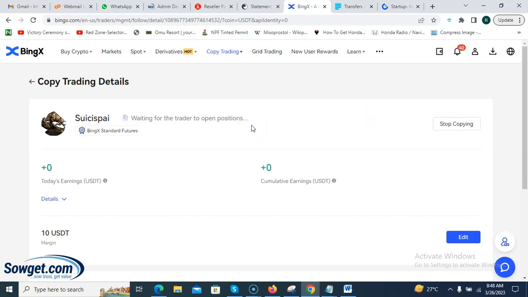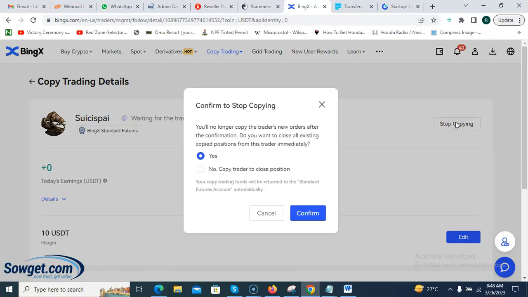Now guys, if you don't want to copy this particular trader, or you've seen another trader that you want to copy, probably you are more excited by the performance of that trader, and you want to stop copying this trader, you simply come here and click on stop copying. All right, so now you can see the system says confirm to stop copying. The system will ask you, do you want to close the entire ongoing position? So if the trader has already opened some positions for you and you also want to close those positions, then you simply take yes.